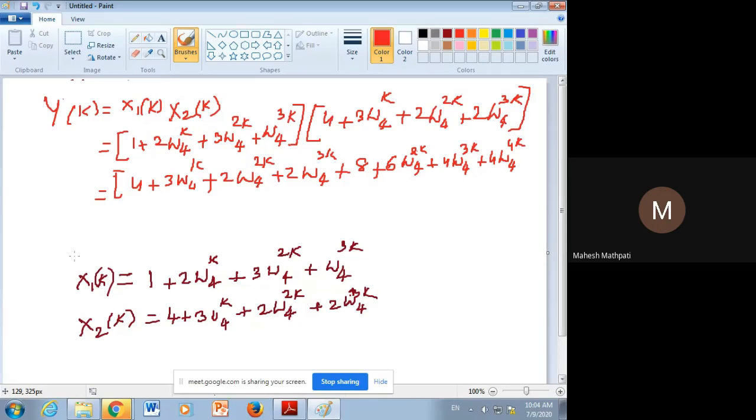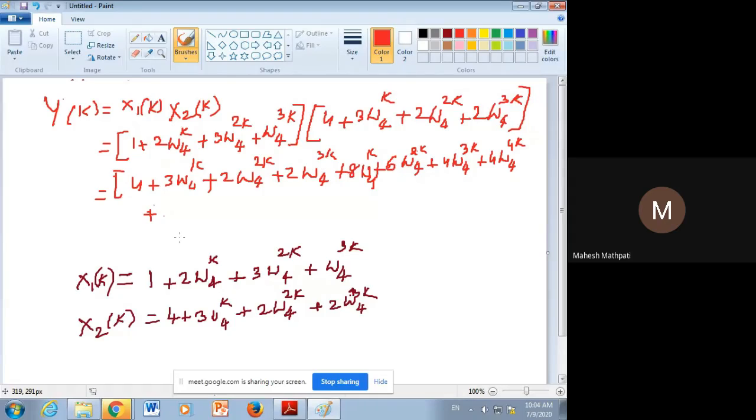Okay, then next, plus, next again the third term, 3 into 4. Sorry, this 8 is multiplied with W4 to the power K, so let me change this a little here. So this 8 is multiplied with W4 to the power K. Then next, the third point, 3 into 4.